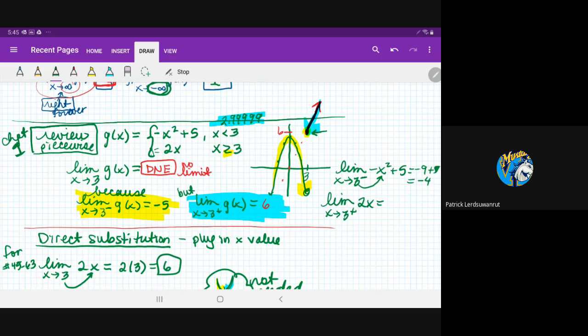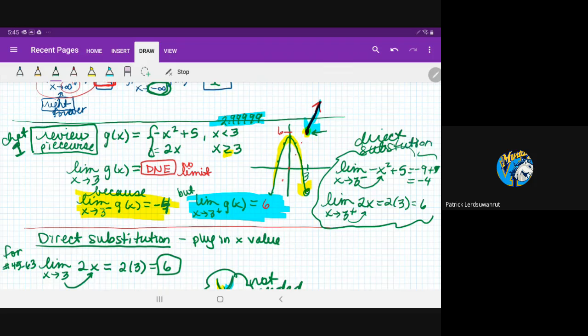Oh, you guys, I graphed that one wrong. This is negative 4. Okay, and then this one, if I substitute this in, it's 2 times 3, which is 6. So on left hand and right hand limits, you will also be able to use the direct substitution method. So we're gonna kind of put this. This is direct substitution, which is not what they're having you do for the graphs.